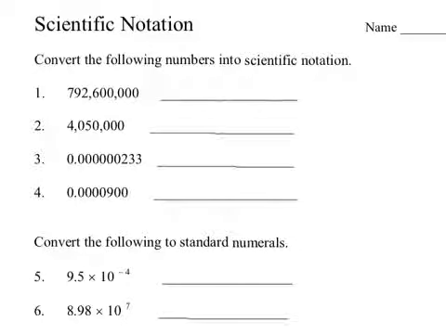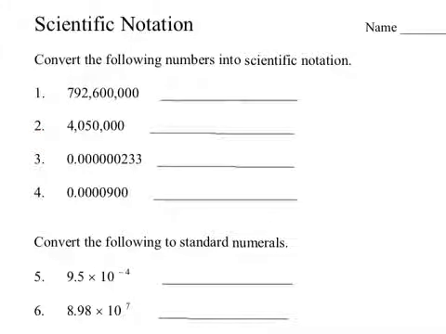Okay, so with scientific notation, what you do is you basically are going to move the decimal, so you have a number between 1 point something and 9 point something, and then you basically box up all the placeholding zeros by using an exponent of 10. So let's start with number 2.